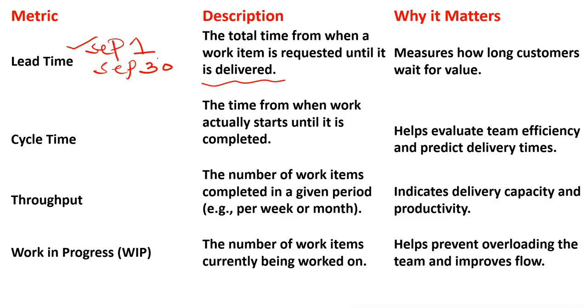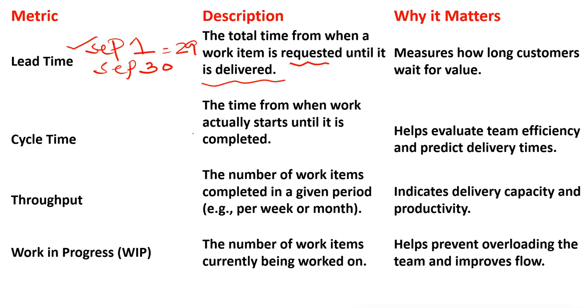So what is the difference between this? 30th minus 1, which is equal to 29. So 29 days is the lead time, the total time from when a work item is requested until it is delivered. Why it matters? It measures how long customers wait for the value.